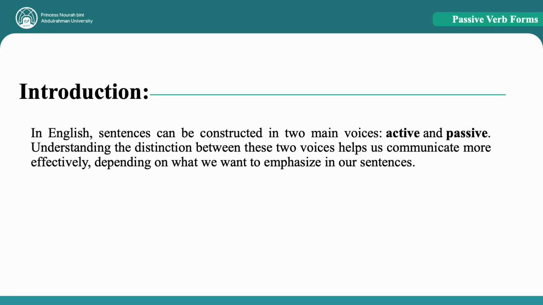In English, sentences can be constructed in two main voices, active and passive. Understanding the distinction between these two voices helps us communicate more effectively, depending on what we want to emphasize in our sentences.